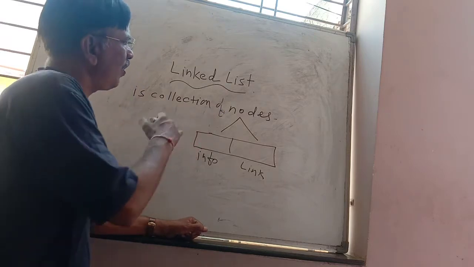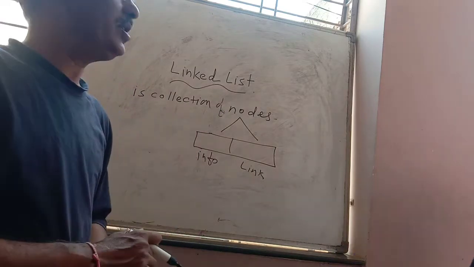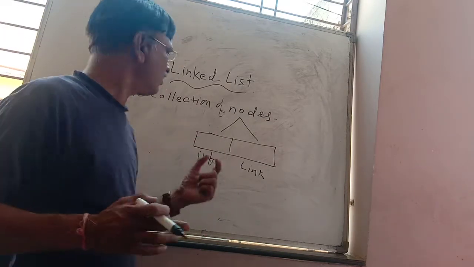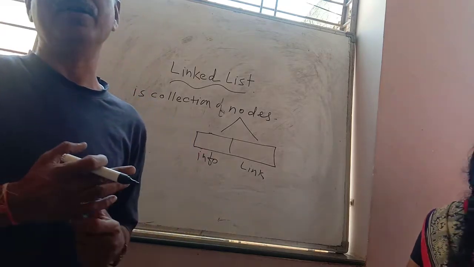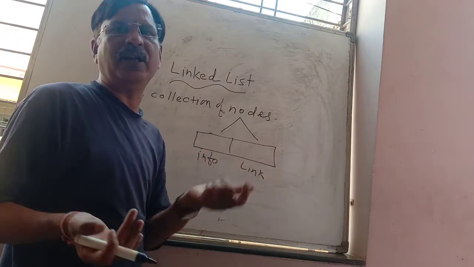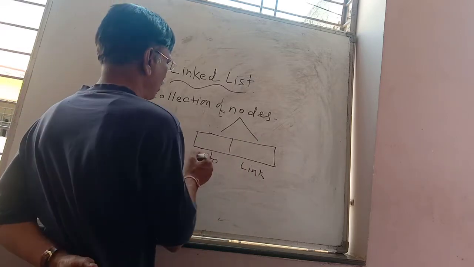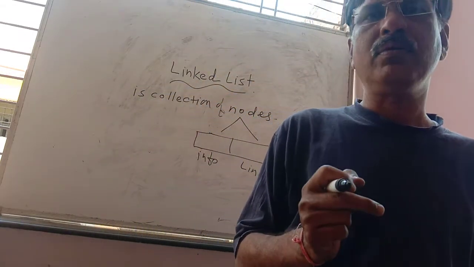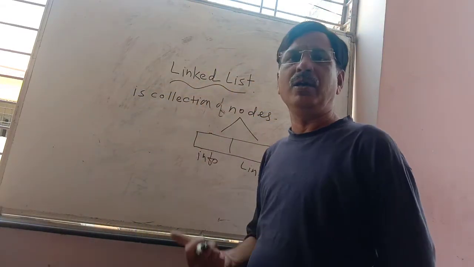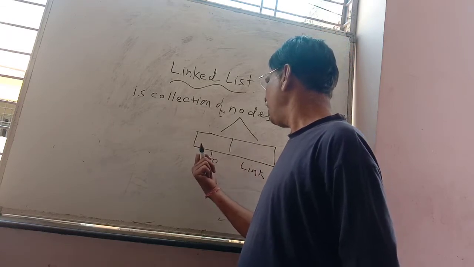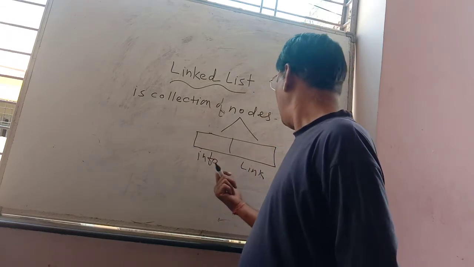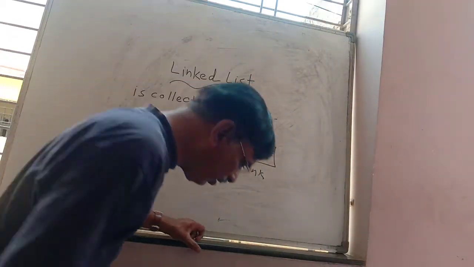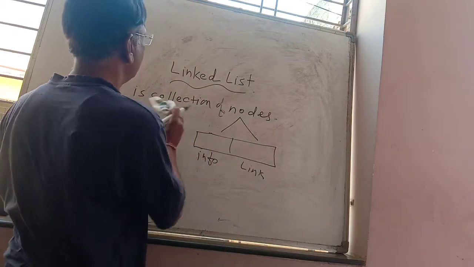Linked list is a collection of nodes where every node is divided into two parts. The first part consists of the element, called the info part, and the other part is the address of the next element, called the link. So the definition of the linked list is that it is a collection of nodes where every node is divided into two parts: the info, that is the element, and the link. Now we are going to see the difference between a linked list and a linear list.